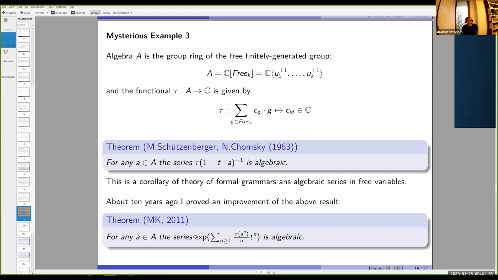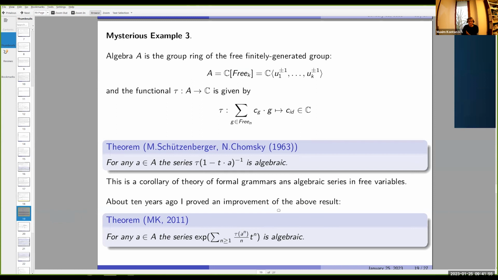The result was really very, very crazy. I use the combination of this result of Schutzenberger and Chomsky and another result by Chudnovsky from '84 in number theory about a special class of Grothendieck conjecture about differential equations. And miraculously, things work very well together and I get this result, which is absolutely ineffective. So up to now, people in combinatorics are puzzled how to prove it in a constructive way.